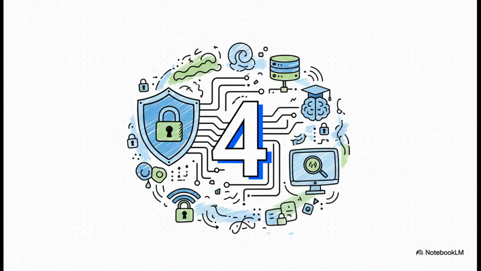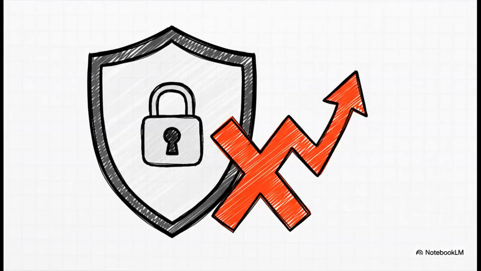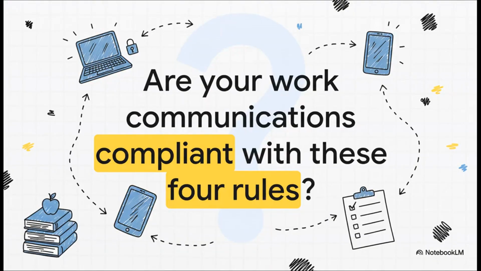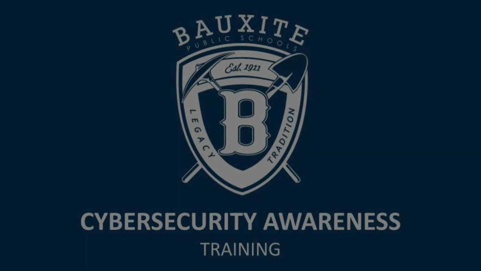And finally, we've got our 4th rule. This one's about keeping things secure. You can't intentionally try to get around the district's security measures. This is a huge deal for protecting the entire district's network and all our data. So just keep these rules in mind anytime you're using district tech. Simple as that.